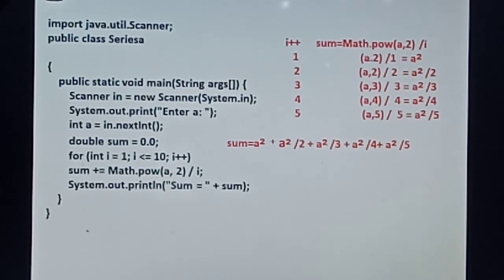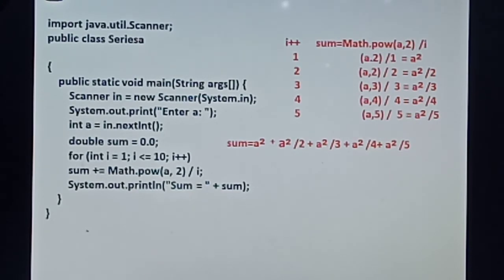Now we can see how we'll get this series and sum. After that, for the updation i plus plus, you have to find the sum equal to Math.pow, open the bracket, a comma 2 oblique i. For the first updation, a comma 2 oblique 1 will give you a square. In the second updation, a comma 2 oblique 2 will give a square by 2 because i becomes 2.